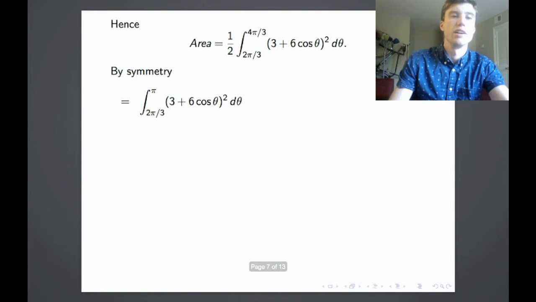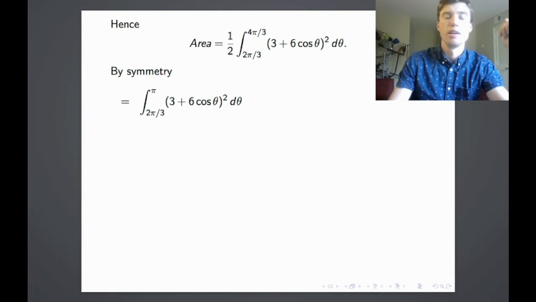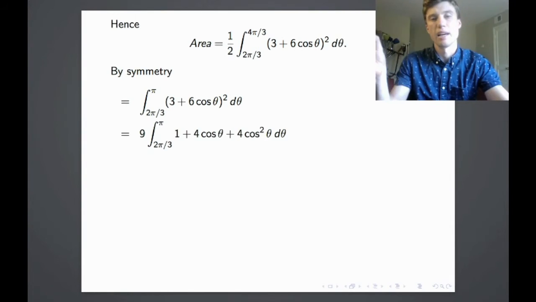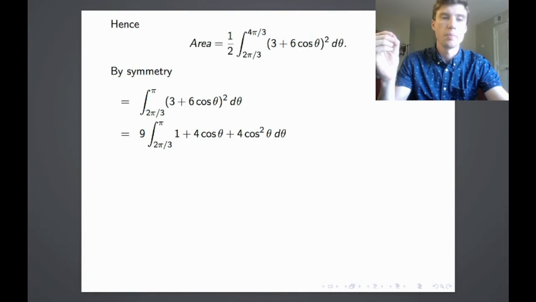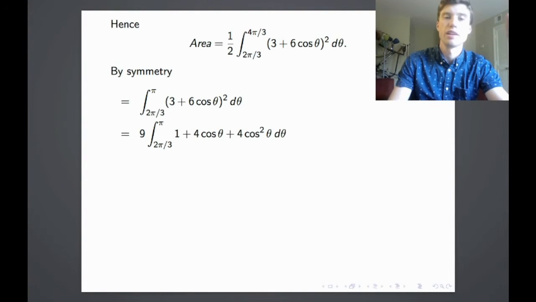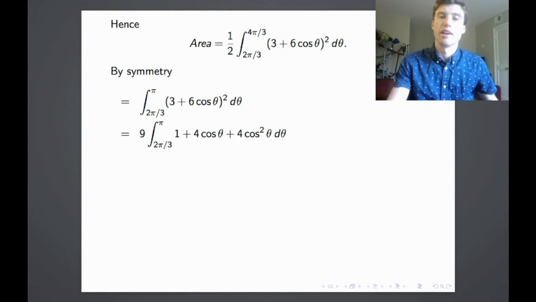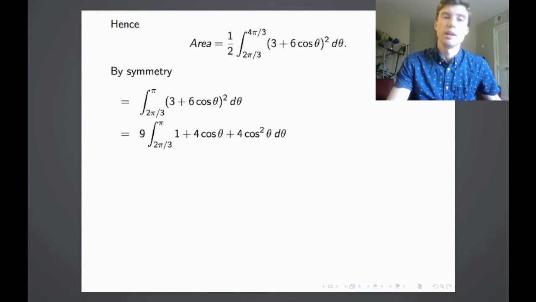Thus our area is equal to the integral from 2 pi over 3 to pi of 3 plus 6 cosine theta squared d theta. We expand out this expression and we get 9 times the integral from 2 pi over 3 to pi of 1 plus 4 cosine theta plus 4 cosine squared theta d theta. We know the antiderivative of 1. We know the antiderivative of 4 cosine theta.